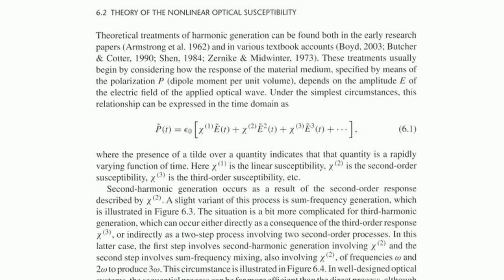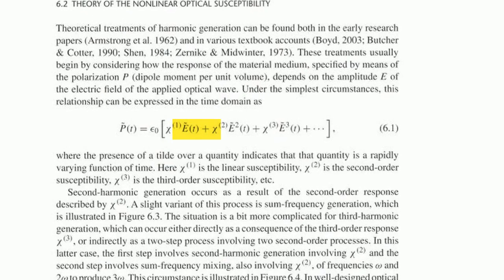To find the exact origin of this harmonic frequency, we look at the time-domain equation for the material's macroscopic polarization. The first term, relying on the linear susceptibility chi1, assumes the electron is trapped in a perfect parabolic potential well, moving back and forth perfectly according to Hooke's law. But the second term, governed by chi2, is where second harmonic generation actually originates.